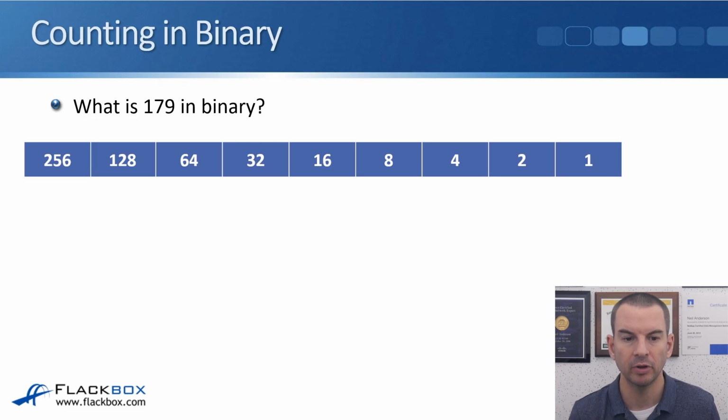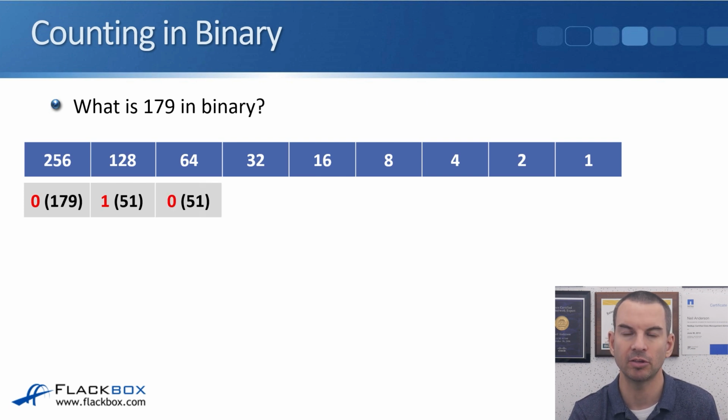So figuring out 179 in binary, does 256 fit into 179? Yes or no? No, it does not. So we put down a 0 and we've still got 179 left. Then does 128 fit into 179 or not? Yes, it does. So we put down a 1 and we've got 51 left. Then does 64 fit into 51? No, it does not. So we put down a 0 and we've still got 51 left over.